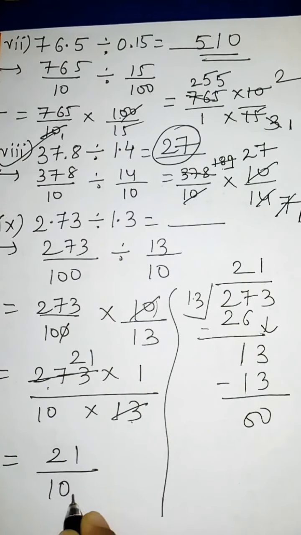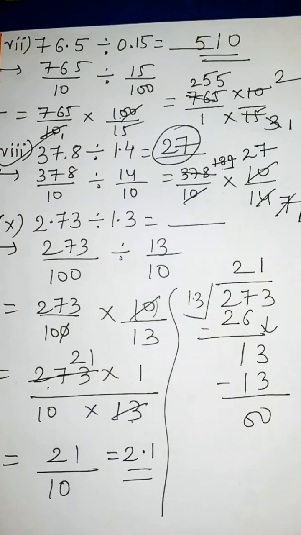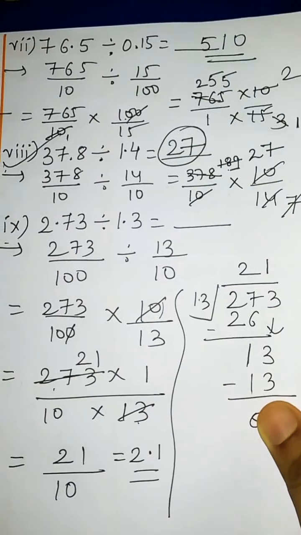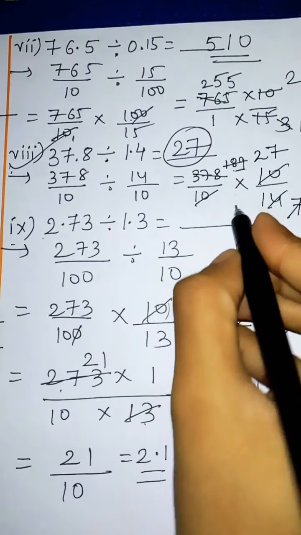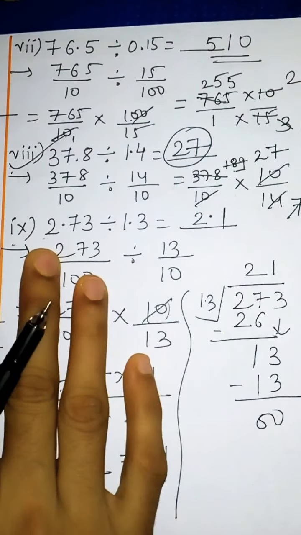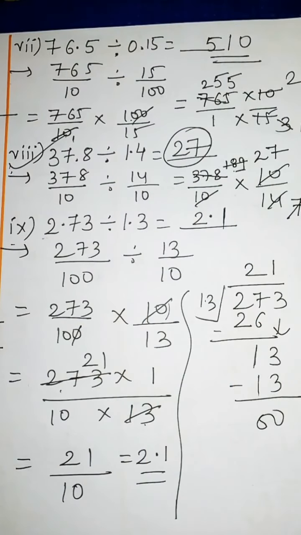Now we will write it in decimal point. So it will be 2.1. So 2.1 is our answer. So our answer of the 9th sum is 2.1. So this was question number 5. Hope you understood.